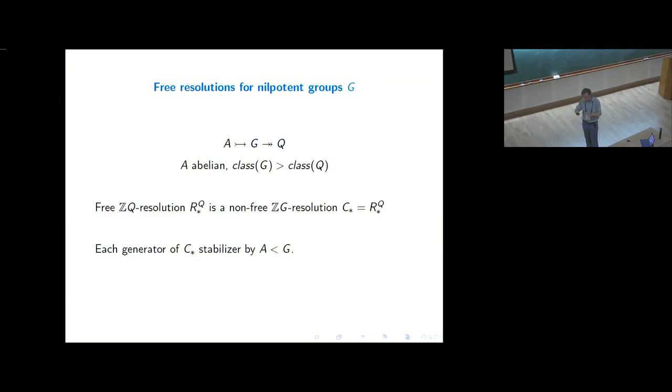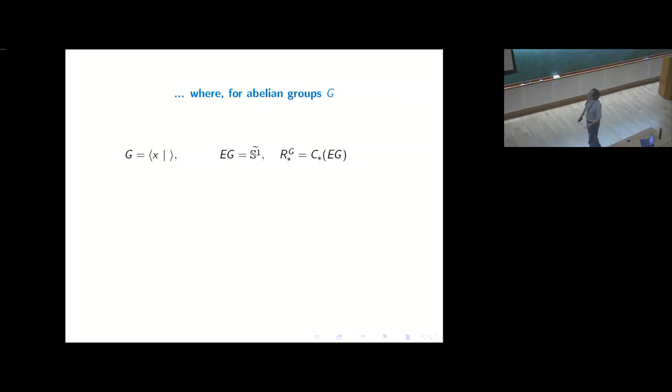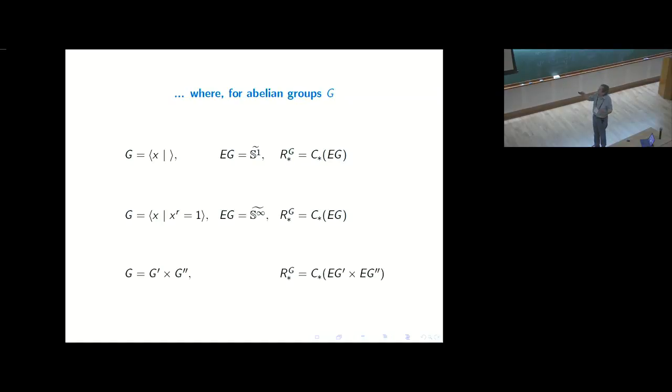The quotient has a free ZQ resolution. Every cell will have a stabilizer, which is the group A. So can you find a free resolution for A, which in this case would be an abelian group? You can do that. And so you construct, using Wall's technique, a resolution for G in terms of those two resolutions. And I just flick through the next slide. Abelian groups, you can write down resolutions theoretically. So there's nothing much to say. I just flick through that slide.